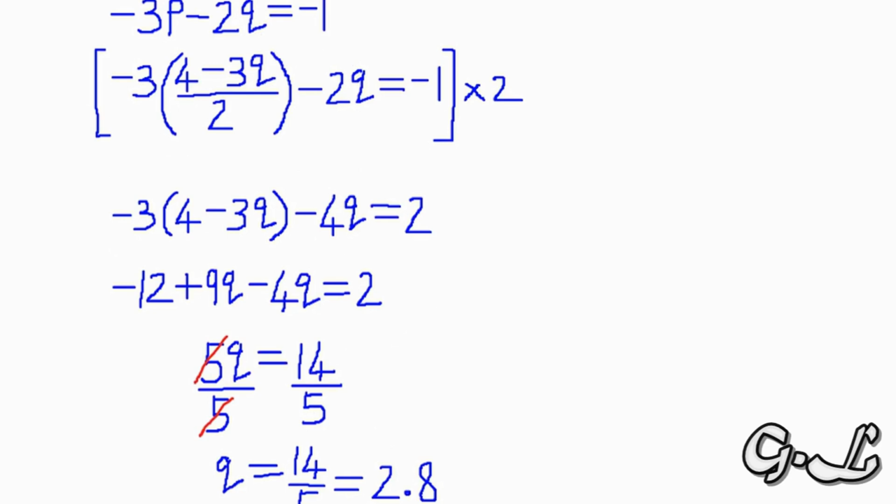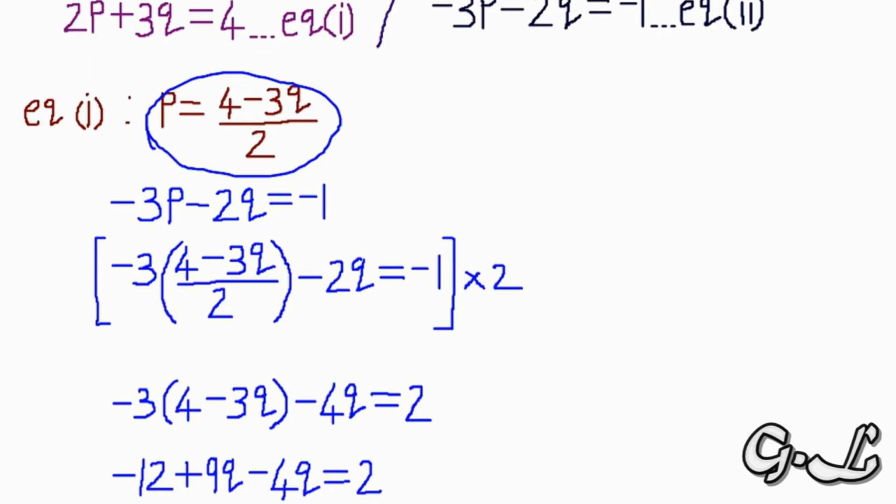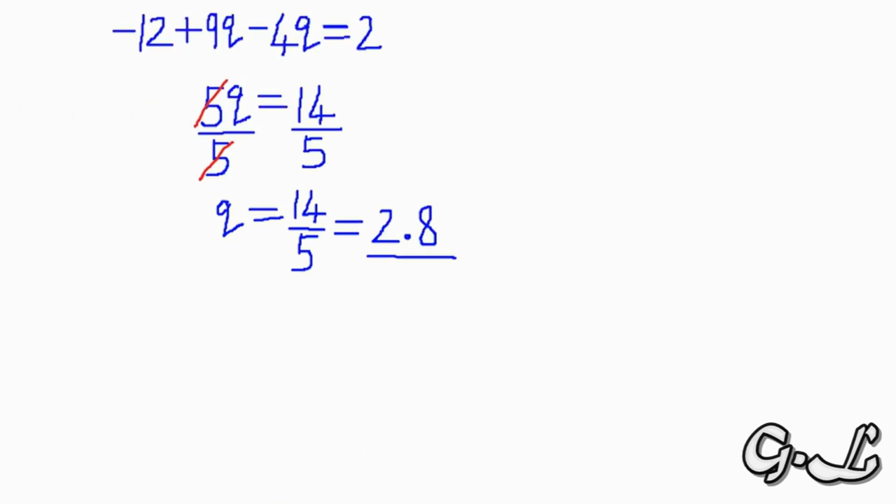Again, we're going to find the value of p. So the value of p is going to come from that expression which we made. We said that p is equal to 4 minus 3q over 2. So this is coming from the first equation. In the first equation, we made p the subject. That's one thing that you need to remember. So p is equal to 4 minus 3q over 2.